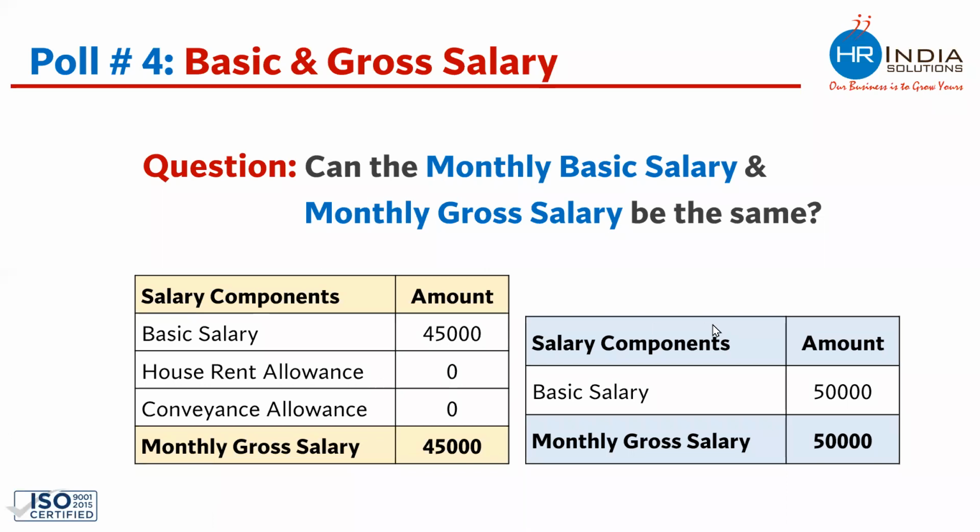The correct answer is yes. Both the salary structures which are flashing on the screen are legally correct. There is nothing wrong. One can have these kinds of structures. Paying allowances is purely a choice of companies. If you want to pay allowances, you can pay that. If you do not want to pay allowances, you are free to do that also. So both structures are very much legally correct.